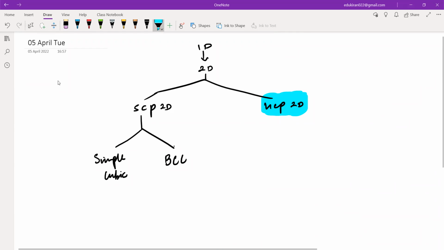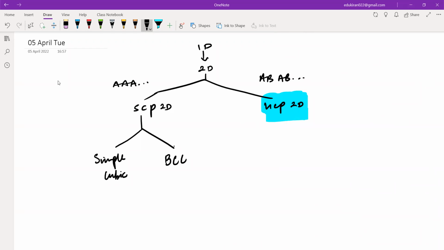Great. So now look at your notes and tell me which is a better solid, HCP or SCP? The AAA type in 2D or ABAB type? Which is better? Yes, Lamia, hello. You were asking something.